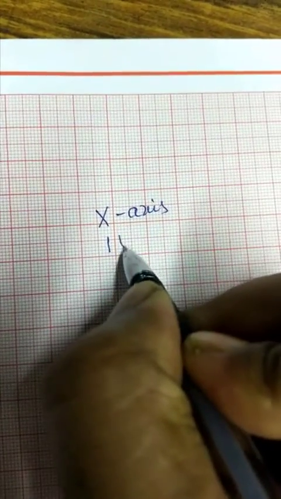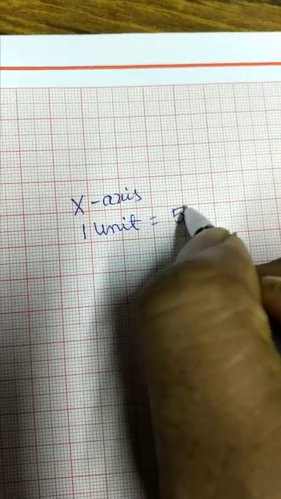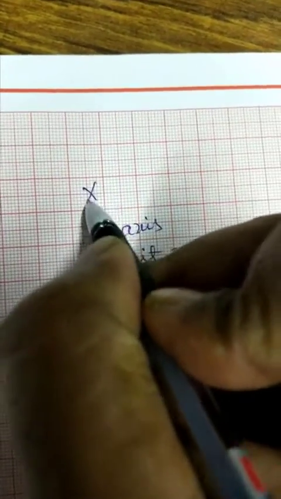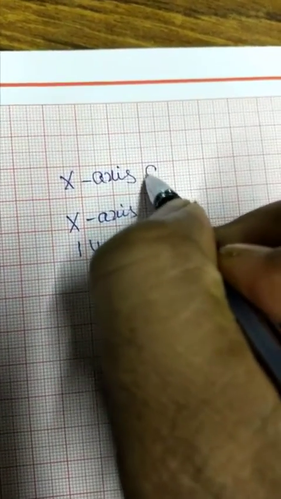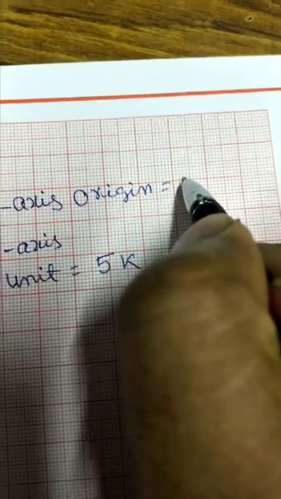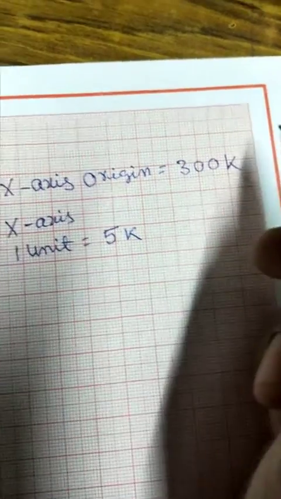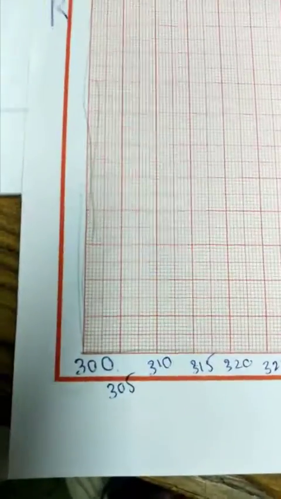When you are writing the x-axis, one unit is what? One unit I have taken as 5, which means 5 kelvins. One more thing I have to write is the x-axis origin. I haven't started at 0, so I have to write that the origin starts at 300 Kelvin. If you have not started at 0, you must mention what the x-axis origin is.